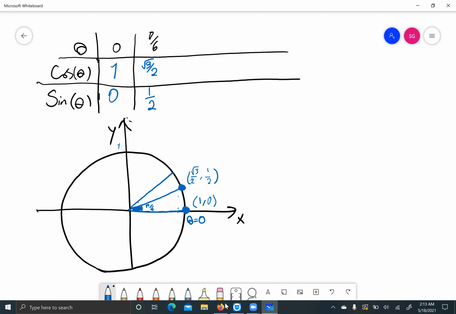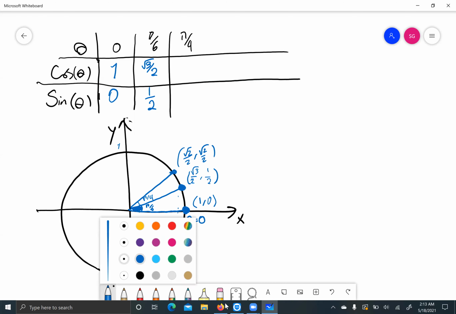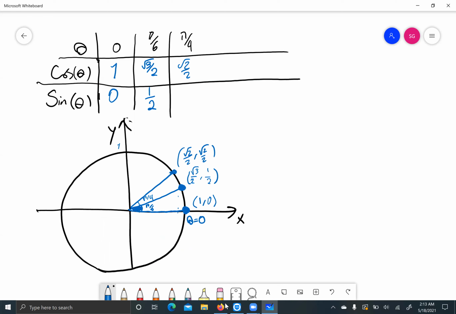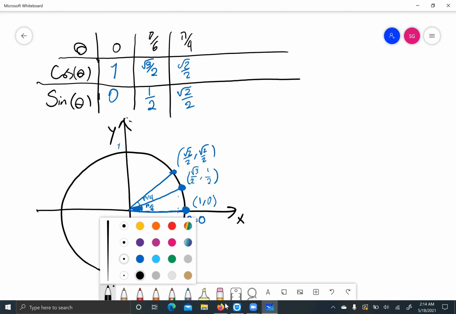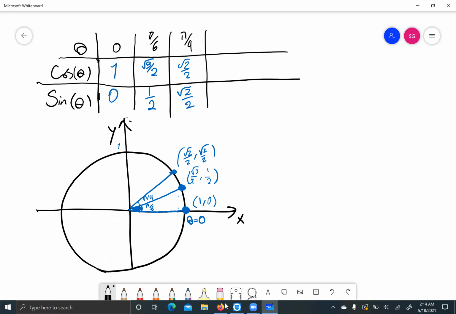Pi over 4. So this is pi over 4, and it corresponds to, do you remember, a square root of 2 over 2 is the x value, a square root of 2 over 2 is the y value. So for angle pi over 4, sine and cosine are square root of 2 over 2 and a square root of 2 over 2, and so on.